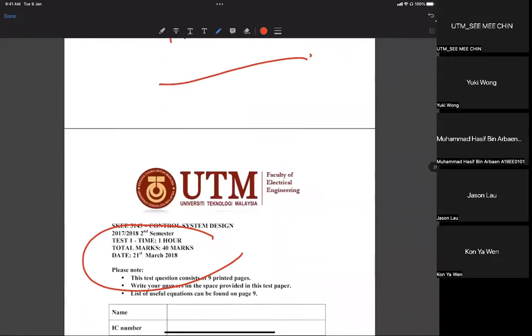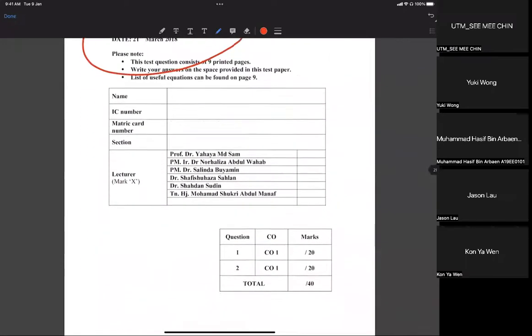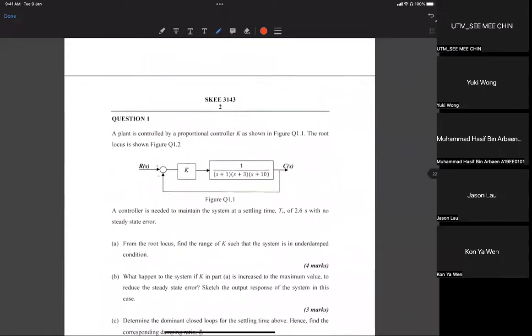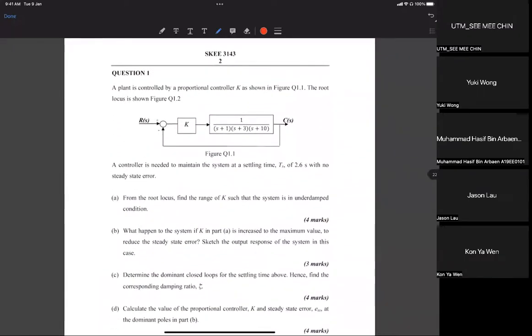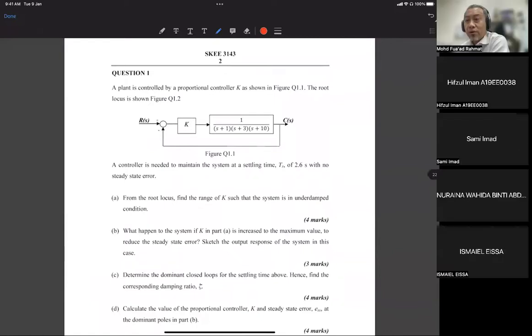So we go to the 2017 paper. I invite Con Yawen. Miss Con? Yes, doctor. Can you read?